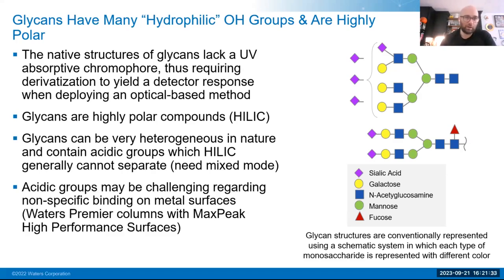So again, they're highly polar compounds, which makes them ideal for HILIC separations, though they don't have a native chromophore. So it does make the actual detection difficult and requires either mass spectrometry or some different chemistry to allow for the modification and the addition of a chromophore. They can also contain a variety of acidic groups, the sialic acids, which makes them amenable to some different mixed mode separations where we can introduce an ion exchanger and allow for some different selectivity to allow for further characterization. With that, though, these acidic groups do become much more of a challenge.